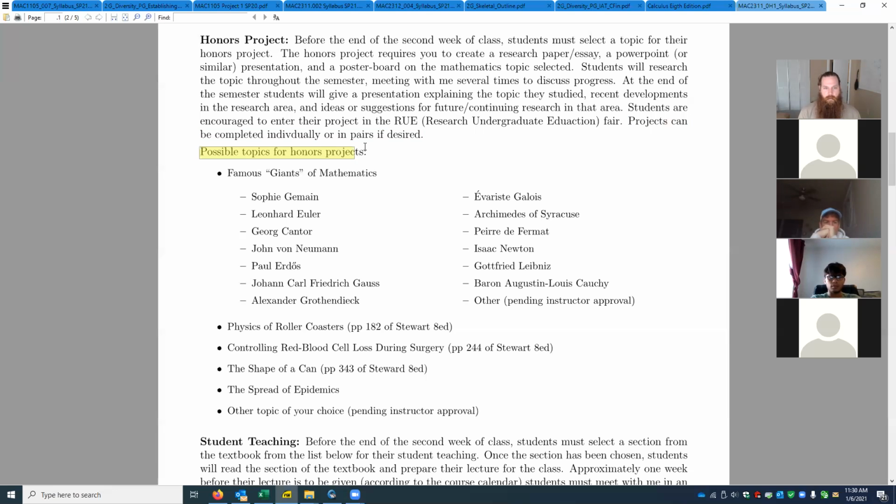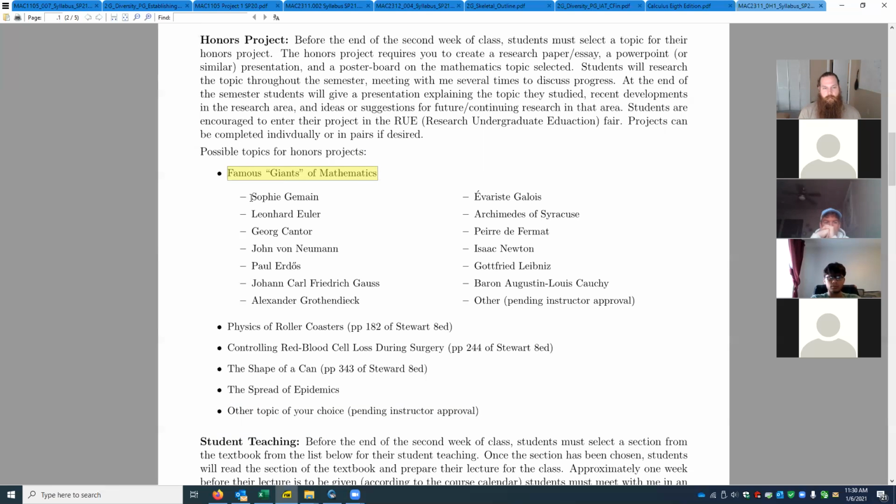A few topics, and these are just suggestions. You can definitely pick from any one of these if you want to, or you can come up with something else, but a few topics. There are some famous mathematicians you can research. And if there isn't a specific research topic you're interested in, this might be the easier path to go on.